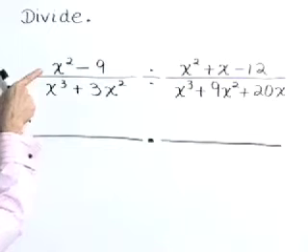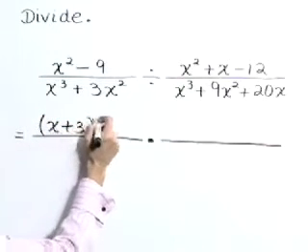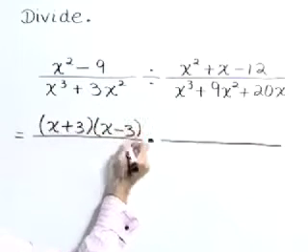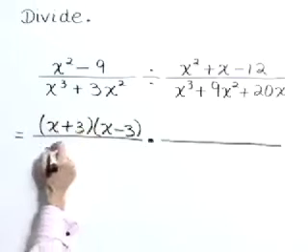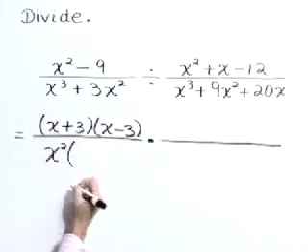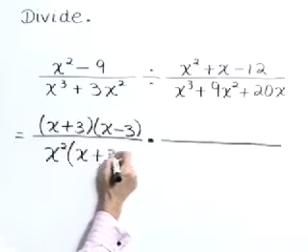This first numerator is a difference of squares, and it factors as x plus 3 times x minus 3. The denominator has a greatest common factor, x squared. Let's rewrite it then as x squared times x plus 3.